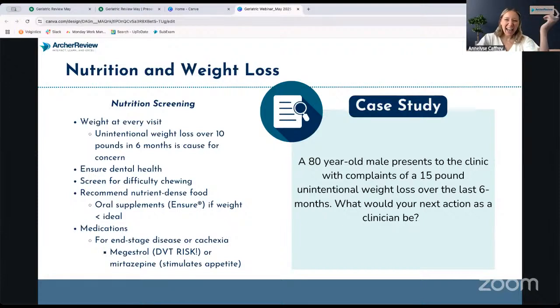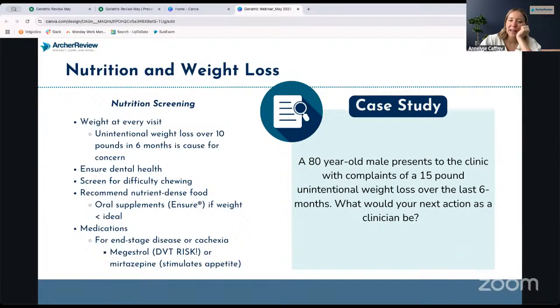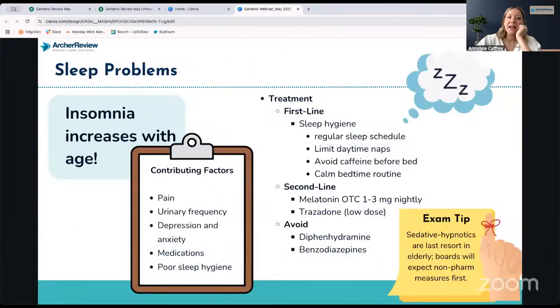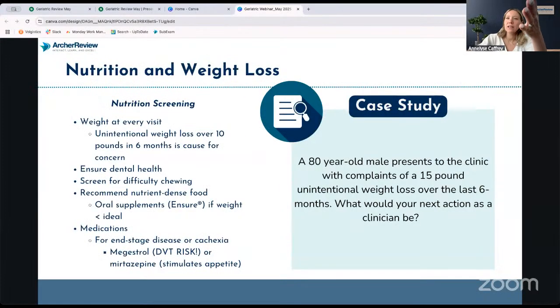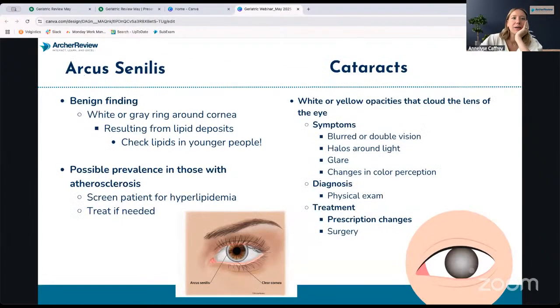And then if it's end stage disease and they're really just not eating, they have no appetite, drugs called megestrol or mirtazapine are really good to help stimulate appetite. I've seen those used more later in life, with severe disease, like they just really can't gain weight. We're going to skip this case study today. The answer really is just that if they've had unintentional weight loss, you want to get labs, do screening, check all that stuff. We're just kind of out of time.